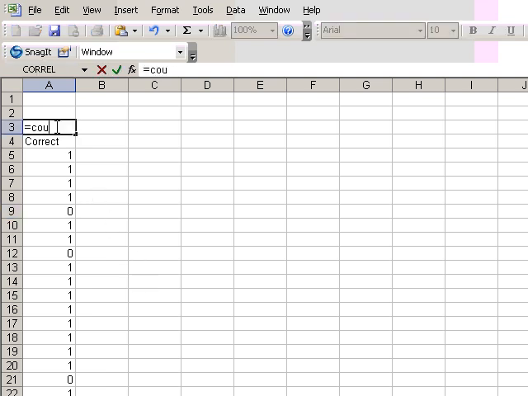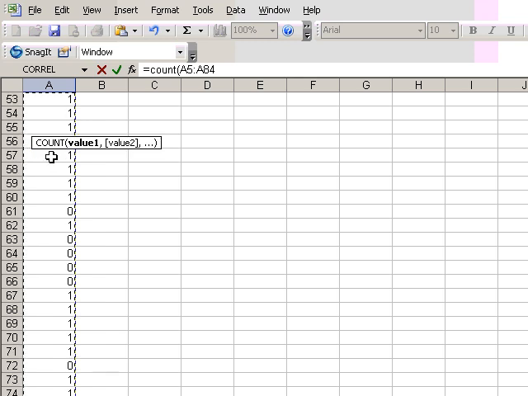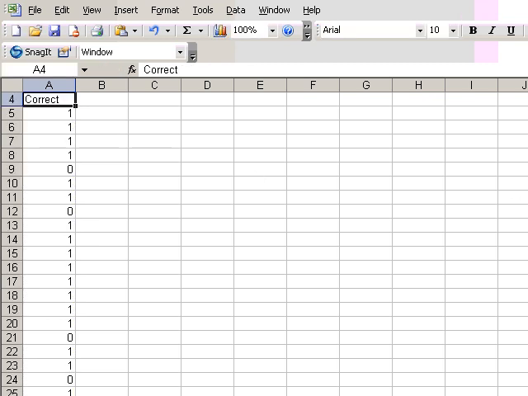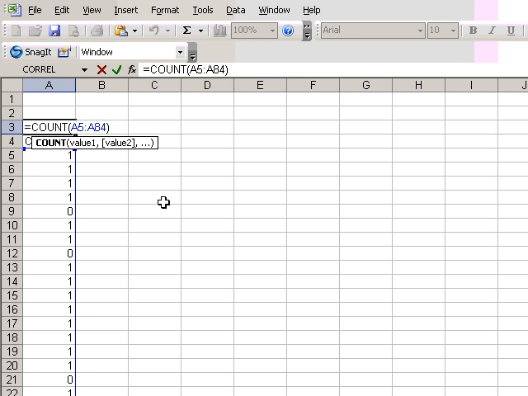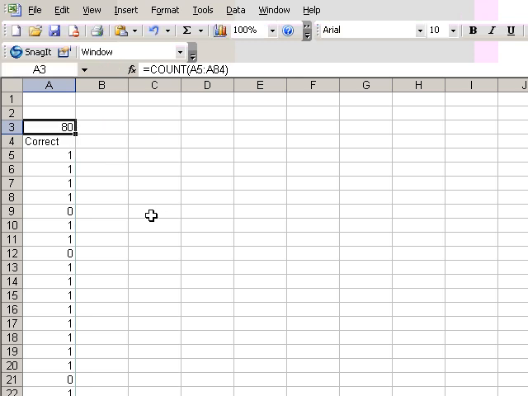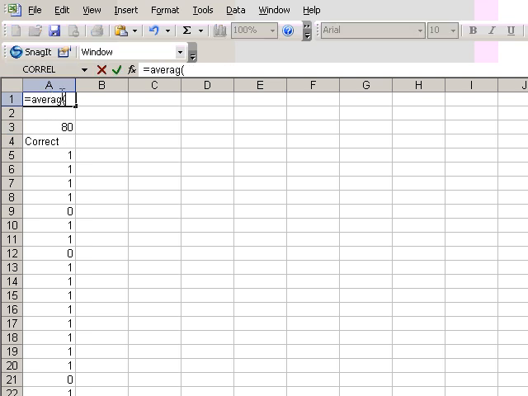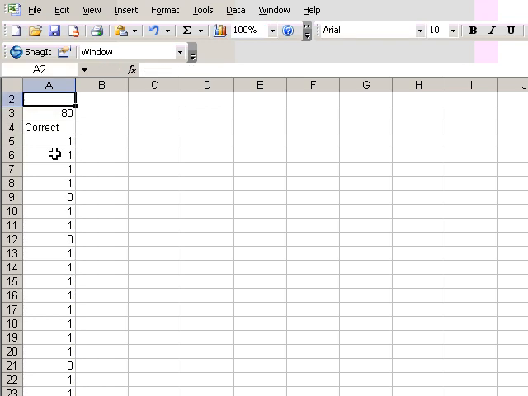There are, and that was Control-Shift down arrow, 80 using the count function, 80 forms in total. If I take the average of these 80 forms, equal average, and again Control-Shift down arrow, I see that 75% were correctly filled out. That means 60 of the forms were correctly filled out.